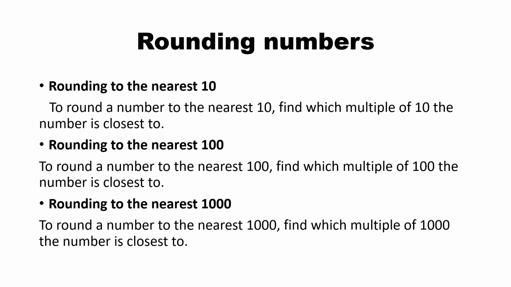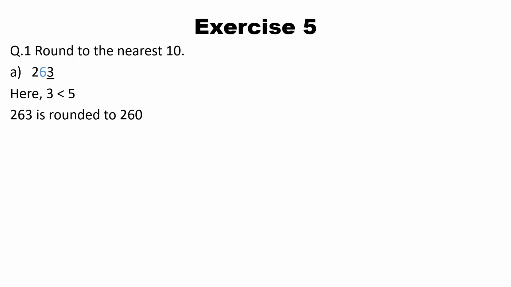Rounding numbers, rounding to the nearest 10. Whenever we need to round the number to the nearest 10, we need to find the multiple of 10 the number is closest to. Rounding the number to the nearest 100, we need to find the multiple of 100 the number is closest to. Rounding to the nearest 1000, we need to find the multiple of 1000 the number is closest to.